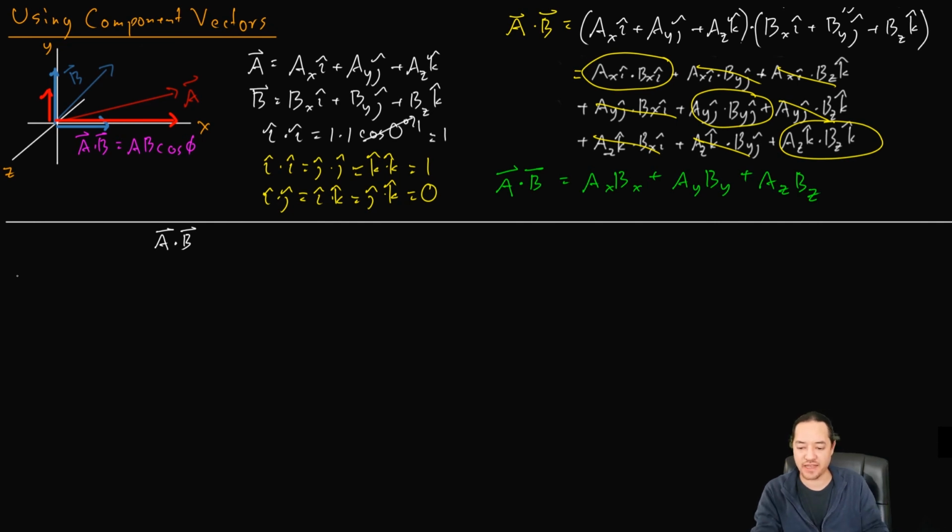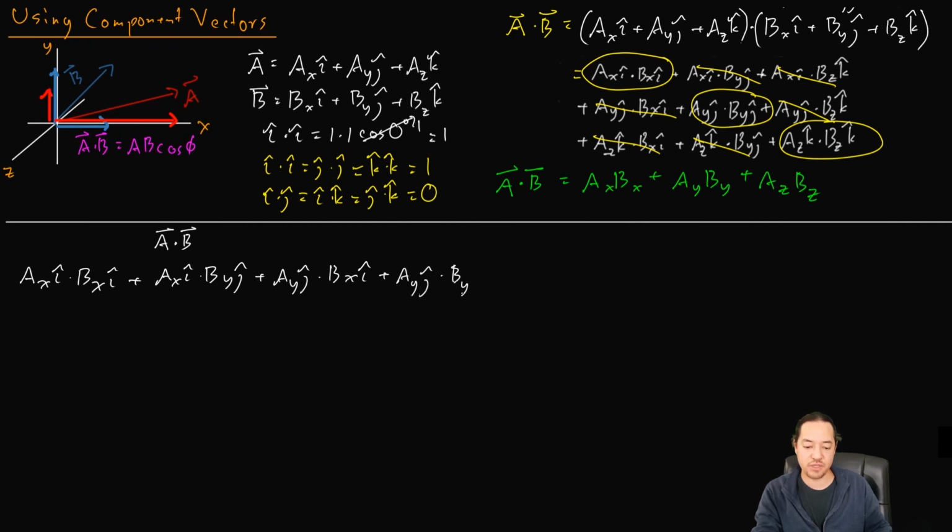What we're going to have is A dot B is going to equal Ax i hat dotted with Bx i hat, plus Ax i hat dotted with By j hat, plus Ay j hat dotted with Bx i hat, plus Ay j hat dotted with By j hat. So we're going to have 4 different terms here, okay? And we're just going to graphically show you using these component vectors what this looks like.